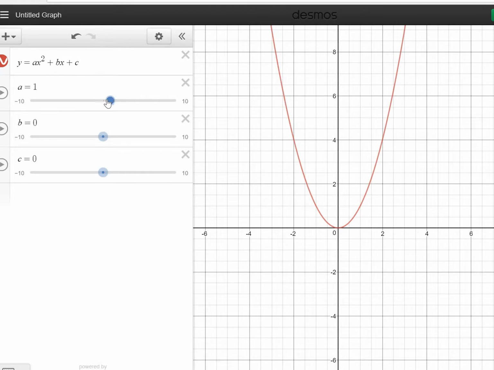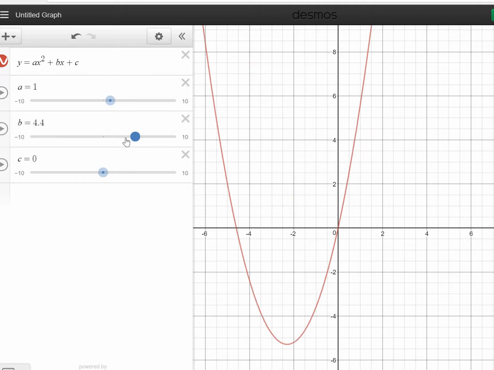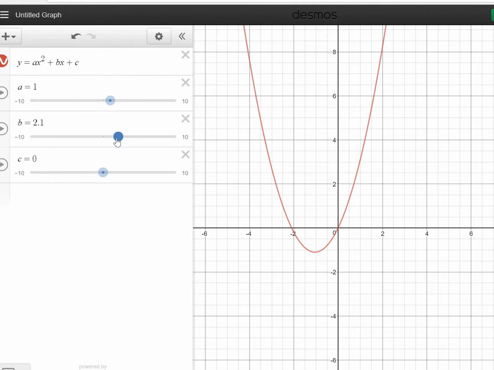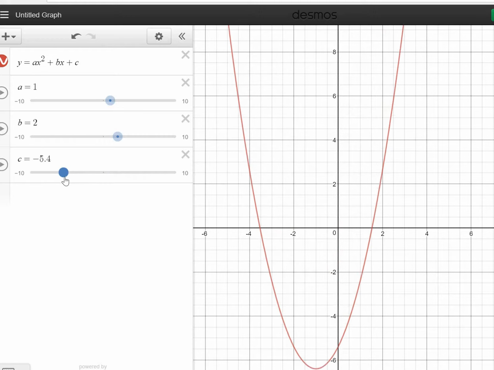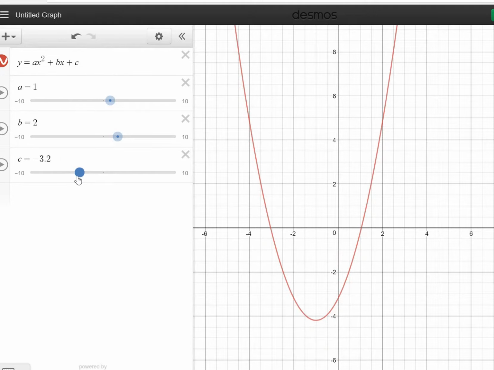We might keep a as 1, but set b to be something else, like 2. And you can see how the parabola is changing as we change these values. And we can also set c to be any value that we like, right? Moving it, that's the constant value, so it moves our parabola up and down. Let's set ours to be -3.